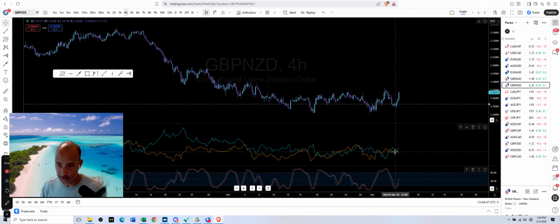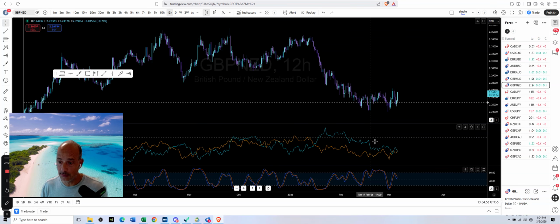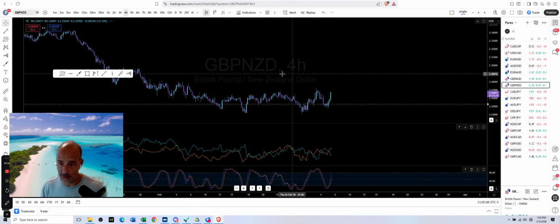Is this currency strength, which actually this is a really good trade right here on the pound Kiwi. Of course, this is the 4-hour chart. I like to use a little bit longer time frame. And what I'm looking for is crossovers. And on the 4-hour, let's go back to the 4-hour. This is a really good signal.